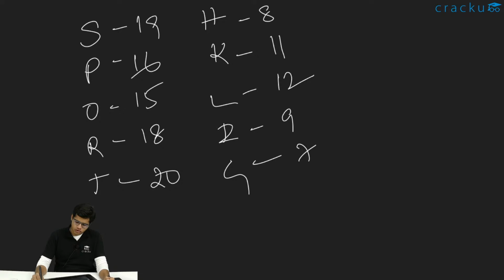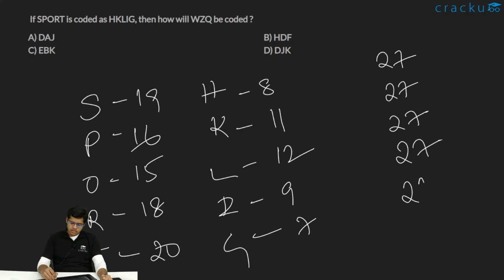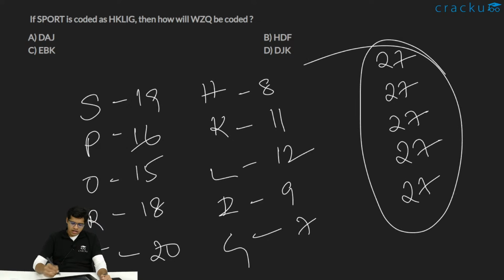Guys, one thing if you notice, 19 plus 8 is 27, 16 plus 11 is 27, 15 plus 12 is 27, 18 plus 9 is 27, 20 plus 7 is 27. It means in the coded word, the sum of the corresponding letters will give me 27.